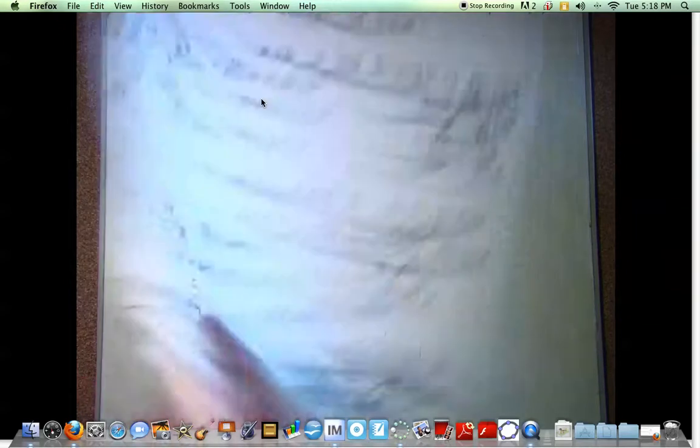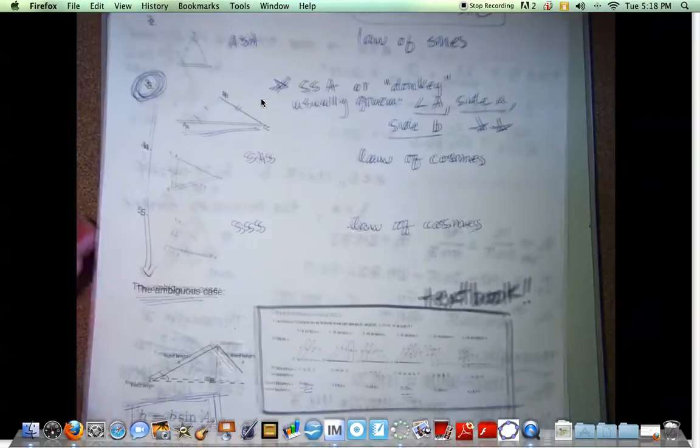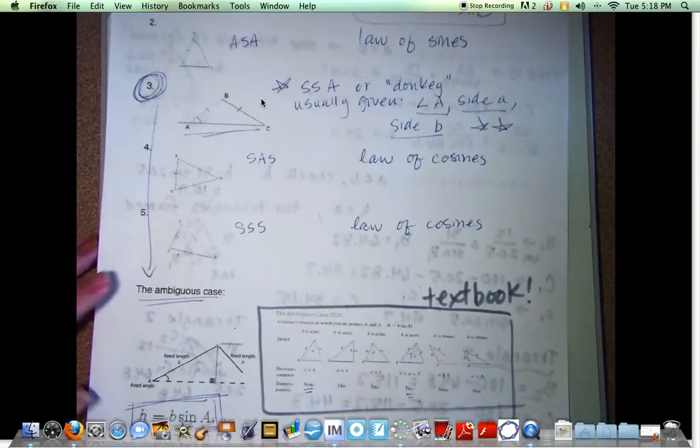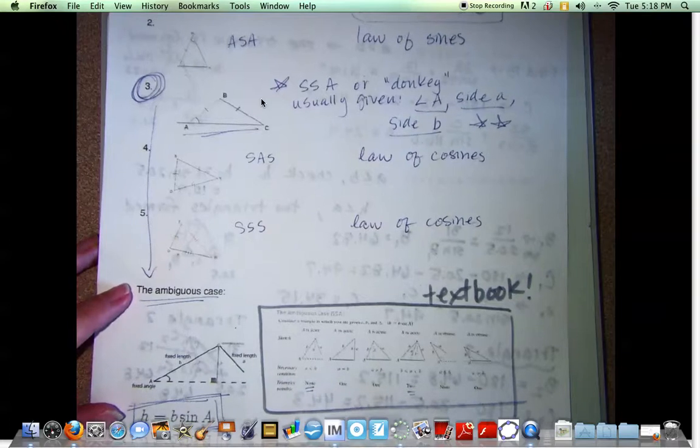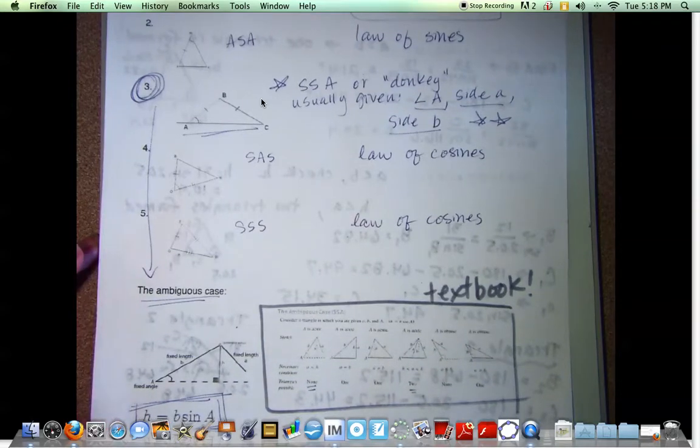Now, there are some cases that you have to pay attention to. If a and b are the same and angle A is obtuse, there's no triangle formed. If a is less than b and angle A is obtuse, there's no triangle formed, so that's something else that you need to pay attention to. If they're equal, like I said, and angle A is obtuse, that can't form a triangle.